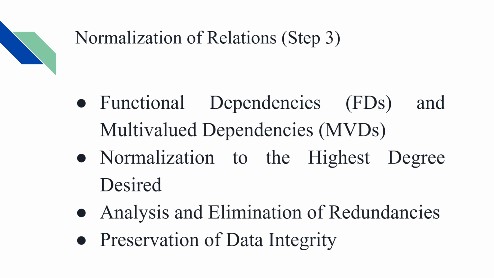Normalization of a relation. The third and final step is normalization. Here we analyze the candidate relations generated in the previous step to ensure they meet the desired level of normalization. This involves deriving functional dependencies from the extended entity relationship diagram and the requirements, representing how attributes are related to each other. Multivalued dependencies are also considered, which arise in certain complex relationships.